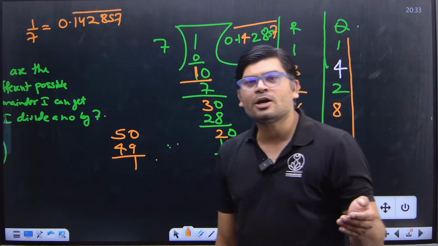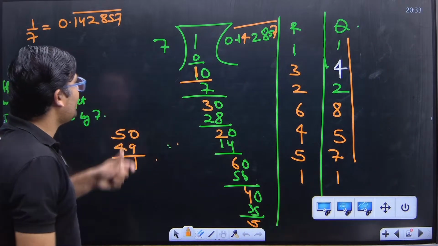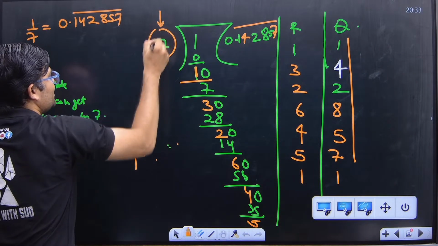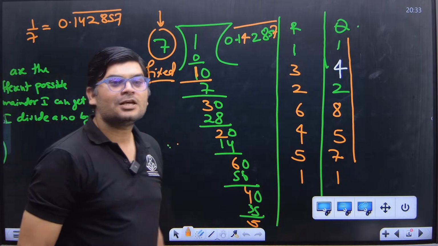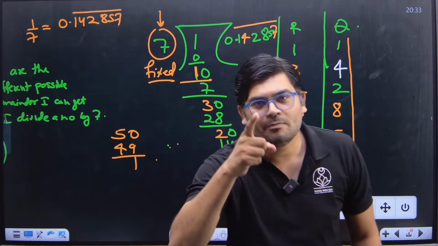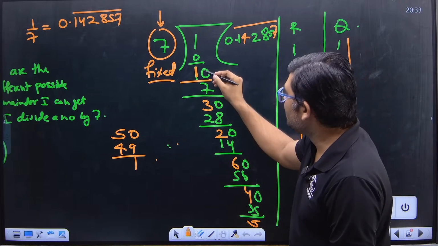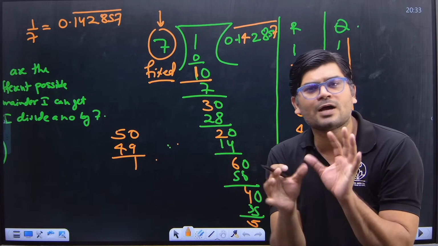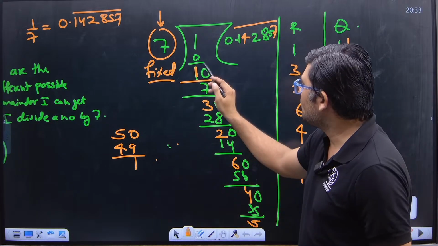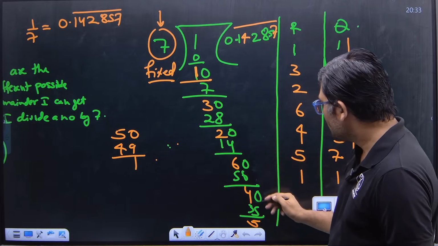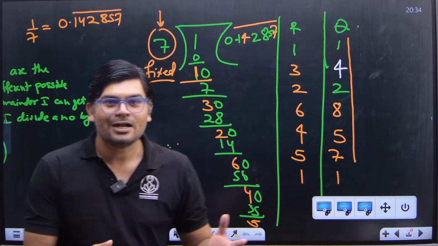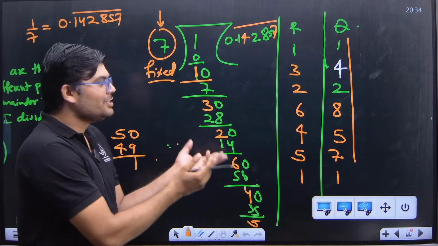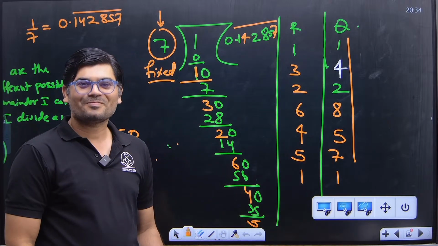Now why does it keep on repeating? Because we have fixed this. So what happens if 7 is fixed? The remainders are also fixed. You will get only a set of remainders, you can't get anything apart from that. You will get 1, 2, 3, 4, 5, 6. Until 6 you can get. So what will happen after 6? After 6 you will again get a repeated form.